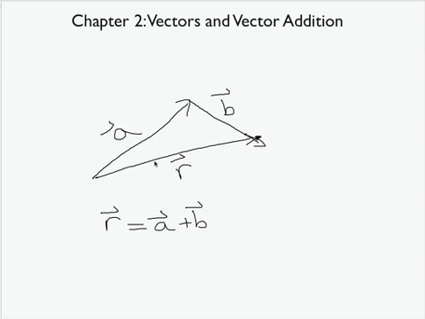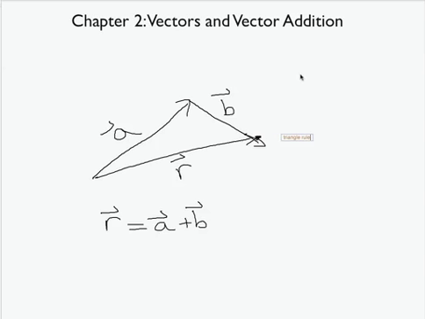So if I'm walking from here to here, I end up at this point, right? So what we can say right here is a graphical representation of A plus B. And this is known as the triangle rule of vector addition. All right.